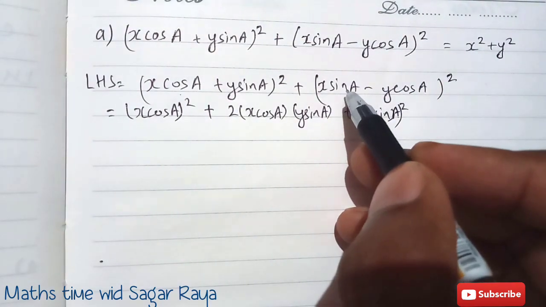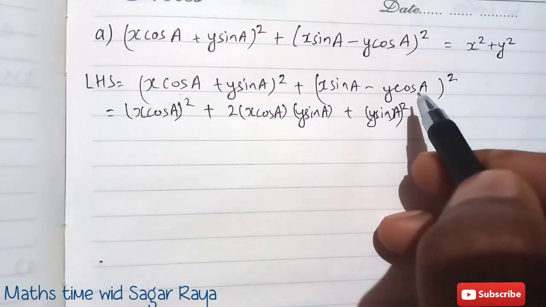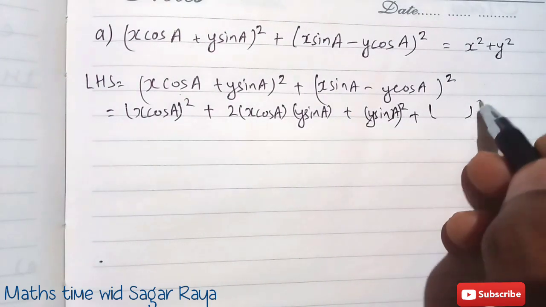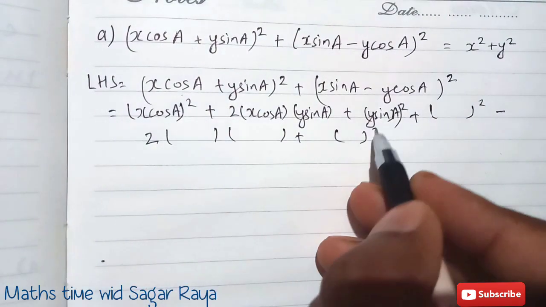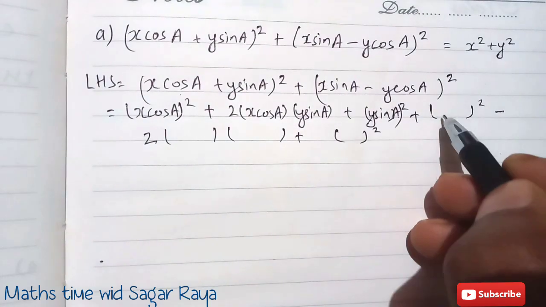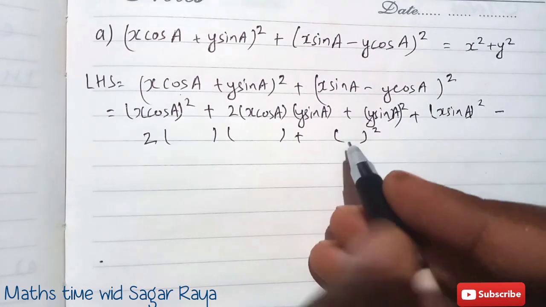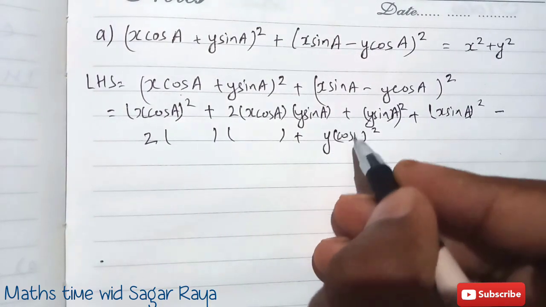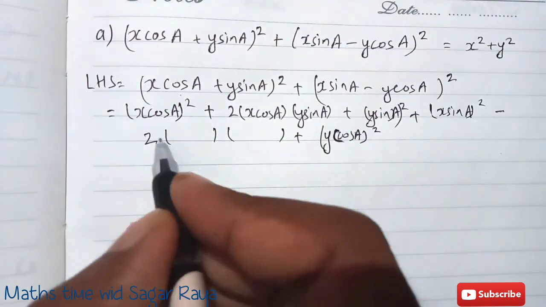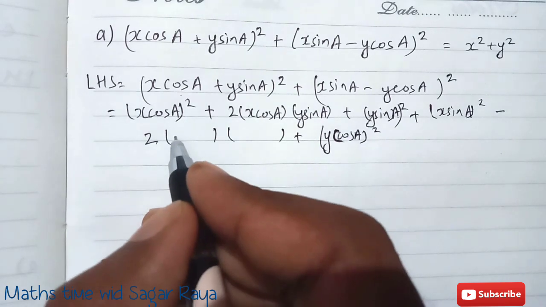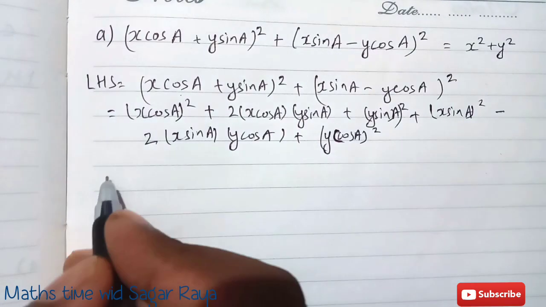Similarly, x sin A minus y cos A whole square can be written in the form of A minus B whole square. So A minus B whole square equals A square minus 2AB plus B square. So A means x sin A, and B means y cos A, so y cos A whole square, and here A means x sin A and B means y cos A.